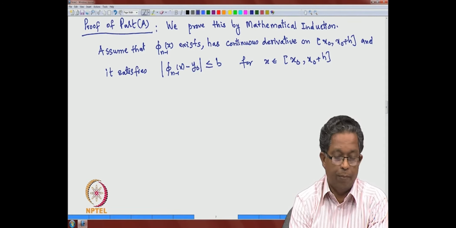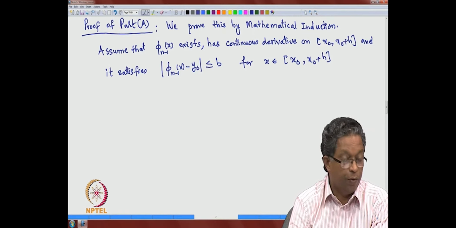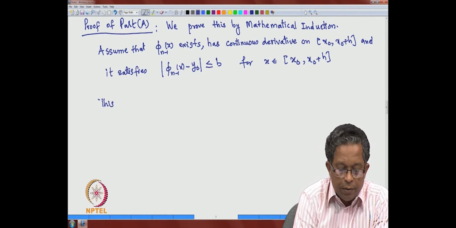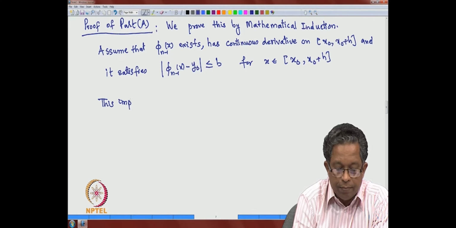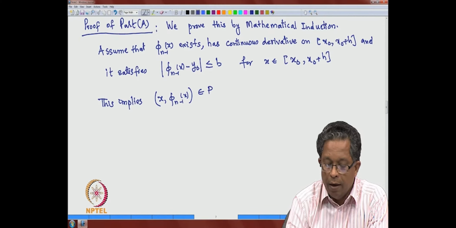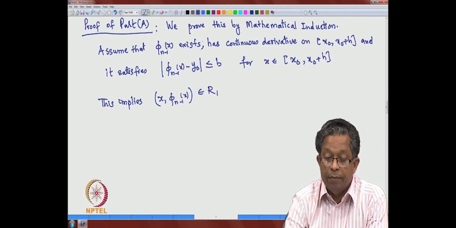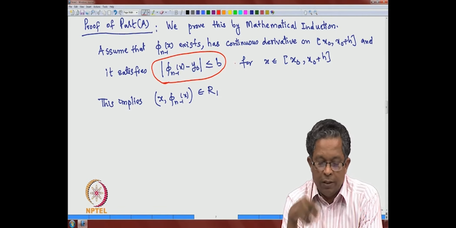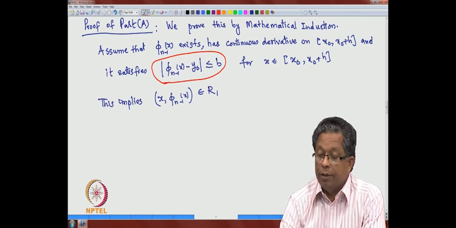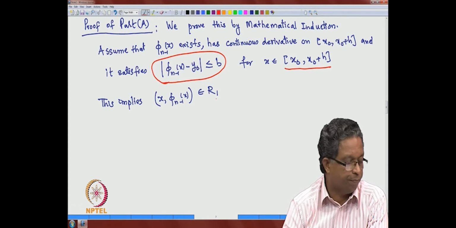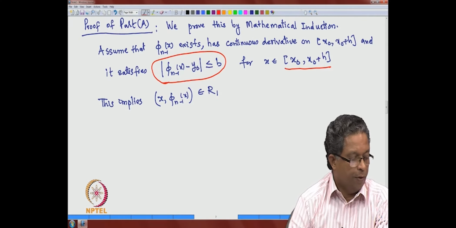If we assume that these properties are true for phi n minus 1, we are going to show that they are true for phi n. So, the above conditions imply that the point x, phi n minus 1 x is in the rectangle R 1, because you have this bound, phi n minus 1 x minus y 0 is less than or equal to b, and that x is in the interval x 0 to x 0 plus h. So, therefore, the point x, phi n minus 1 x is in R 1.